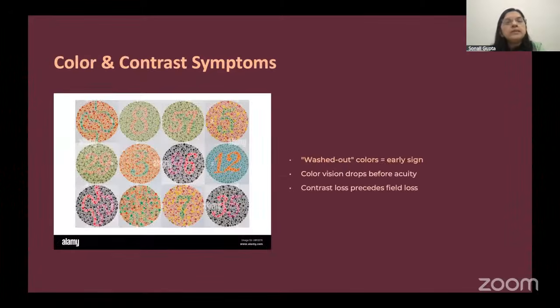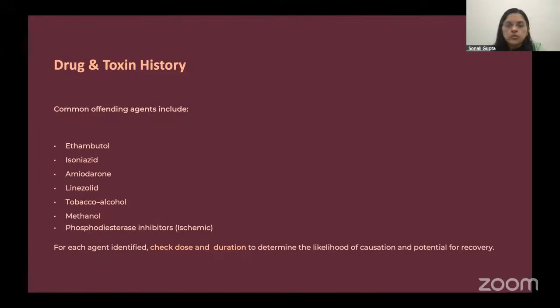Color and contrast, sometimes patient himself can come out with it. He reports that I see the colors washed out with one eye when I look from the other. They are an early sign, and even before visual blurring, color vision can drop. So if a patient says it is looking washed out, we do need to pay attention and look further.